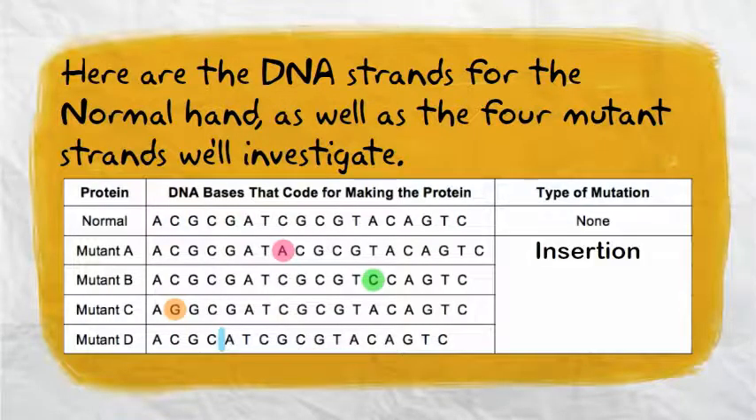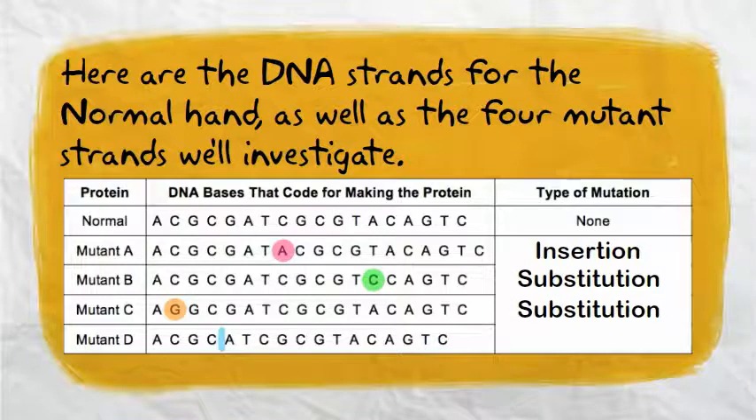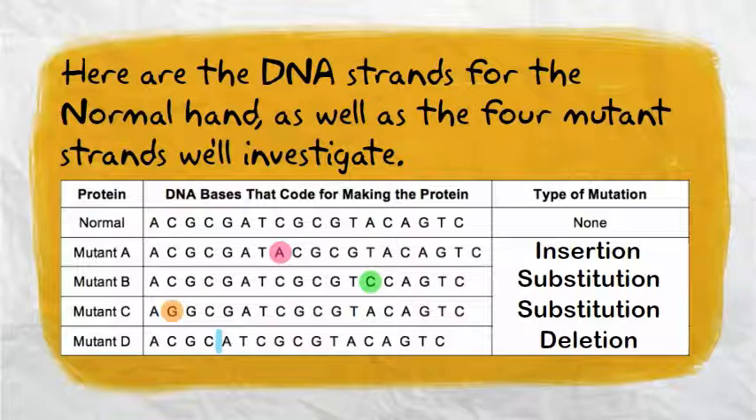Mutant A had an insertion, which is marked by the pink circle. Mutant B had a substitution, which is marked by the green circle. Mutant C also had a substitution, which is marked by the orange circle. And mutant D had a deletion, which is marked by the blue line.